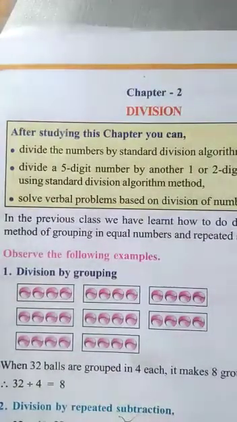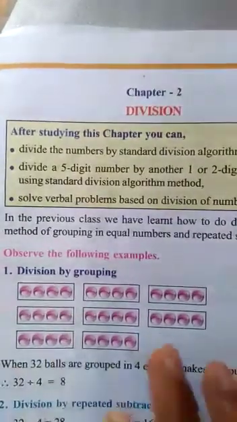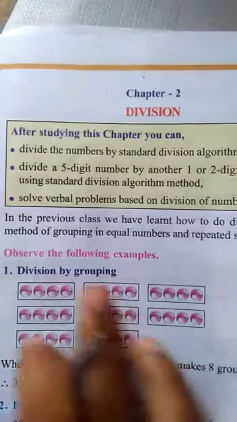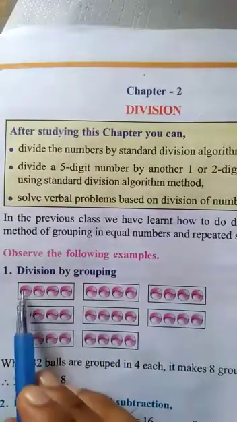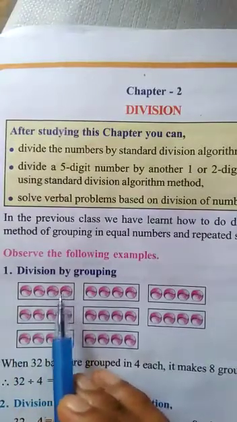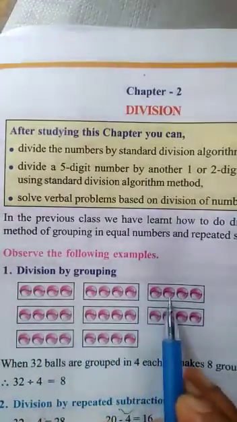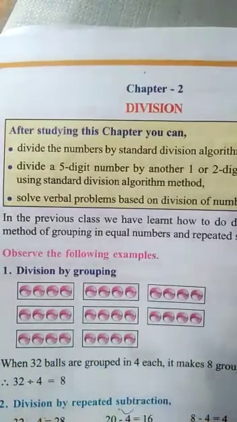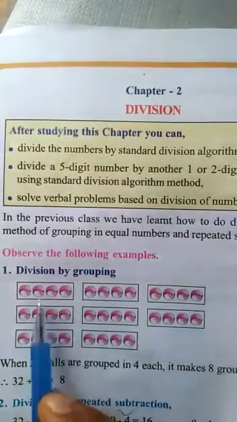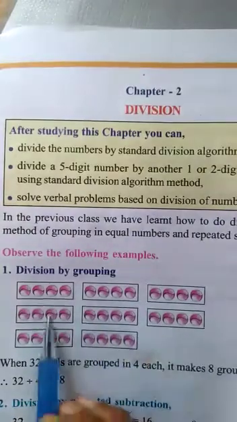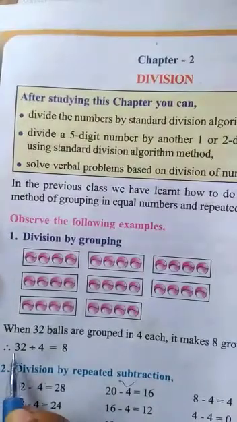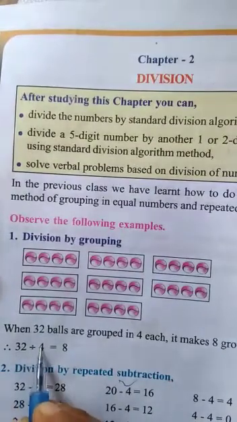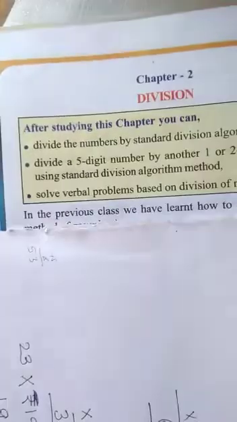In the previous class you already learned how to do division by the method of grouping in equal numbers or by repeated addition. Consider 32 balls grouped so that in each group 4 balls are there. 4 plus 4, 8, plus 4, 12, like that total 32 balls are there. And how many groups? 1, 2, 3, 4, 5, 6, 7, 8 such groups. Therefore we can say that 32 divided by 4 is equal to 8.